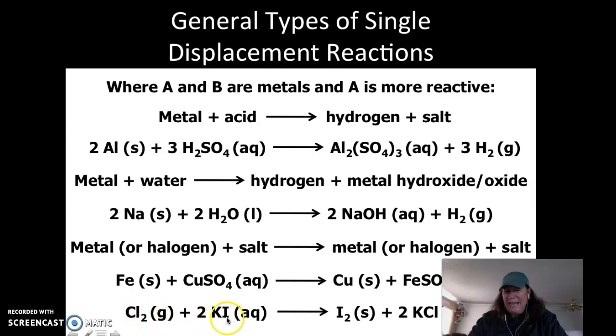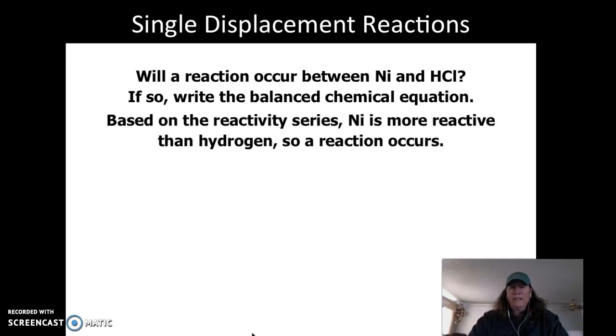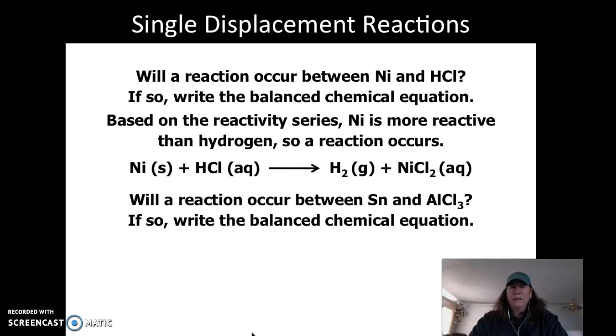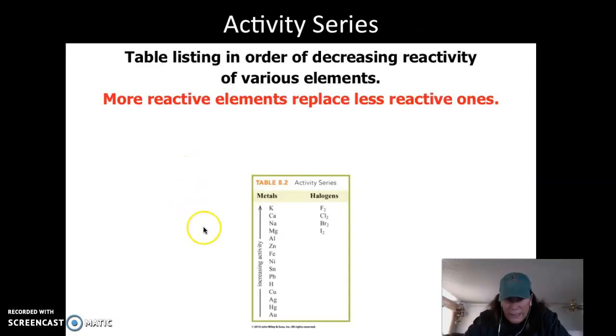So this would be the anion. Most of these, it's the cation, but here it's the anion replacing. Will a reaction take place between nickel and hydrochloric acid? You can write it up. Nickel plus HCl. So what will happen is nickel is supposed to replace hydrogen. Well, now I got to go back. Look here. Here's nickel, and here's hydrogen. So yes, nickel will replace hydrogen.